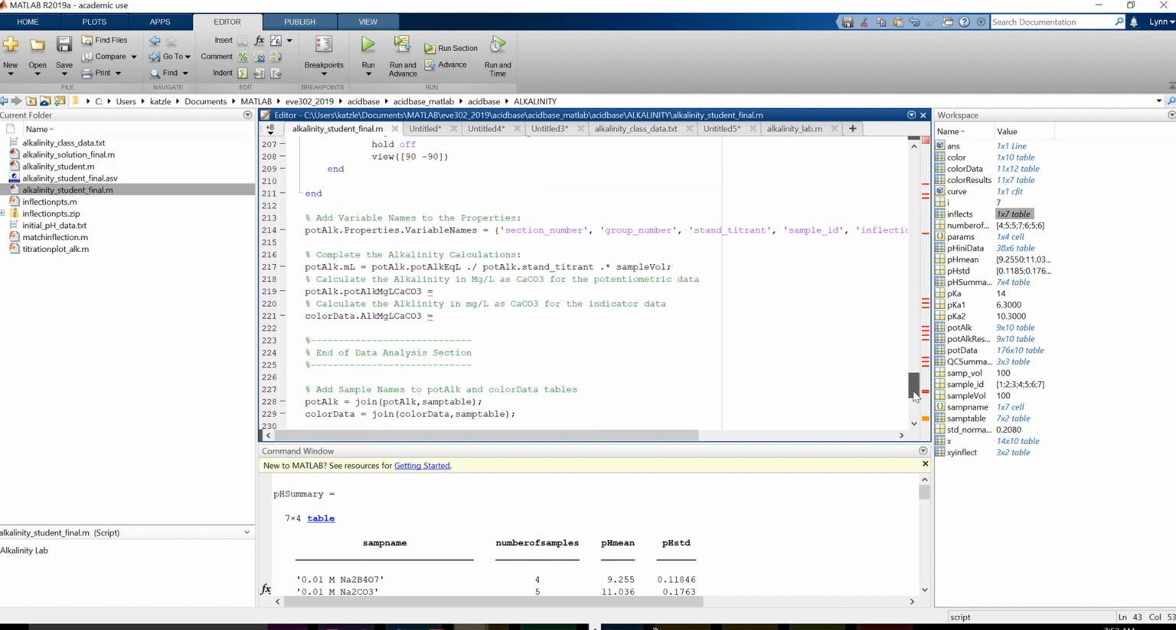Then finally, we're going to convert our alkalinity from equivalents per liter to milligrams per liter as calcium carbonate, for both the alkalinities determined from the inflection points in the potentiometric titration data and for the color changes. And that's the end of the data analysis section.